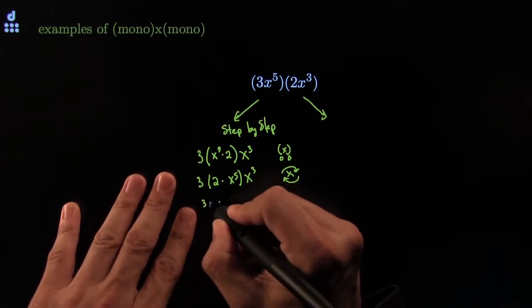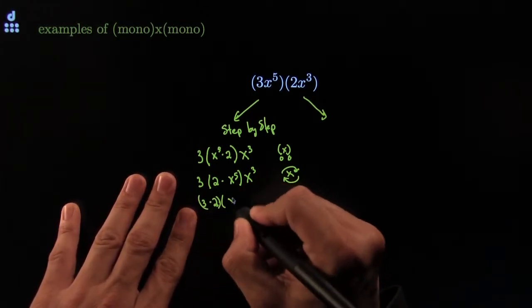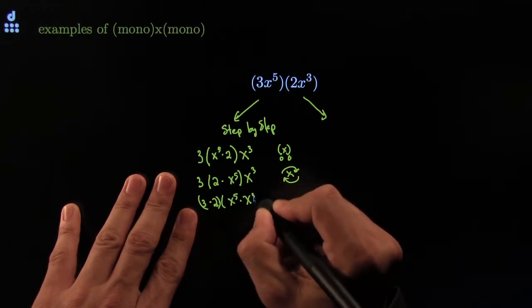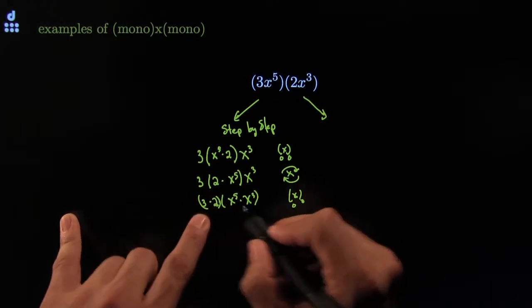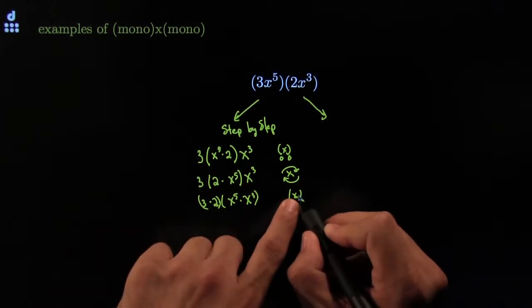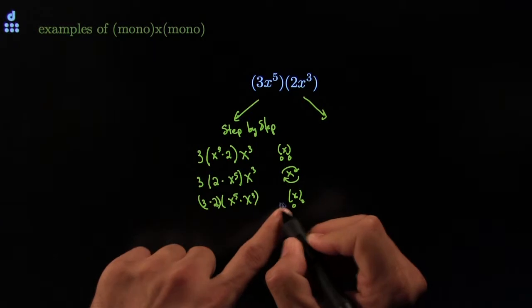I can put my 3 together with my 2. And I could put my x to the 5 together with my x to the 3rd. And again, I'm using the associative law of multiplication to associate things. I can do that because all this is in fact multiplication, times, times, times, times. So there's no pluses here.